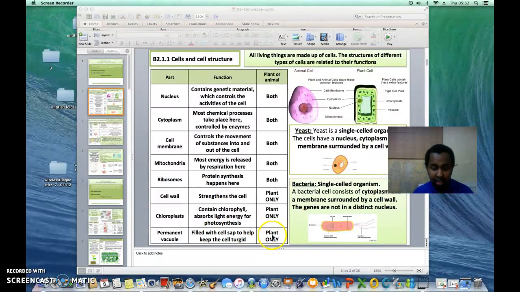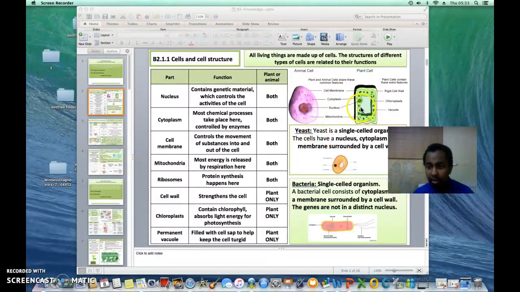Chloroplasts can be found in plants only. Cell wall can be found in plants only. There's the cell wall. Chloroplasts are these green little things. Vacuole is the empty hole that you can see is filled with some sort of solution to help keep the cell in place, to provide structure. You can find the vacuole in plants only, chloroplast in plants only, cell wall in plants only.